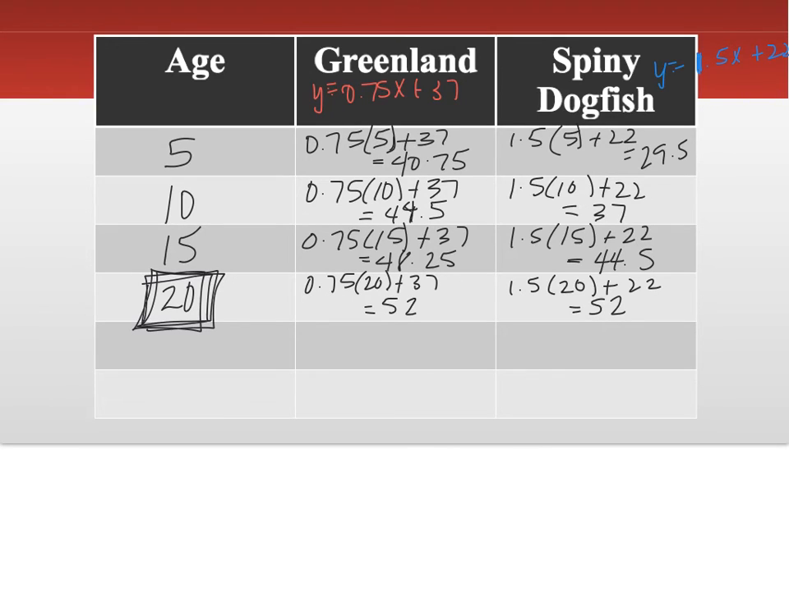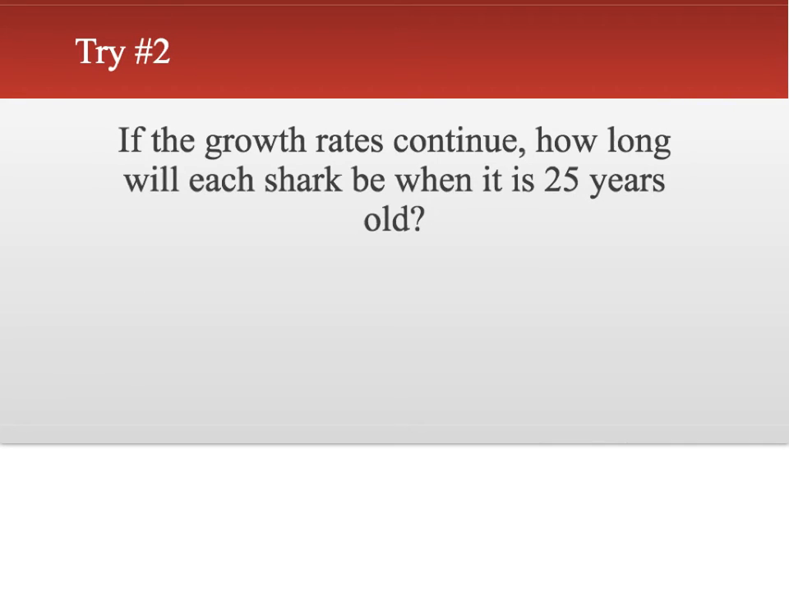Okay? And so, again, this is our way of finding the solution of two equations using a table. And often I'll call this kind of like a guess and check. So it then says, if the growth rates continue, how long will each shark be when it's 25 years old? And we know that's not difficult at all to find.